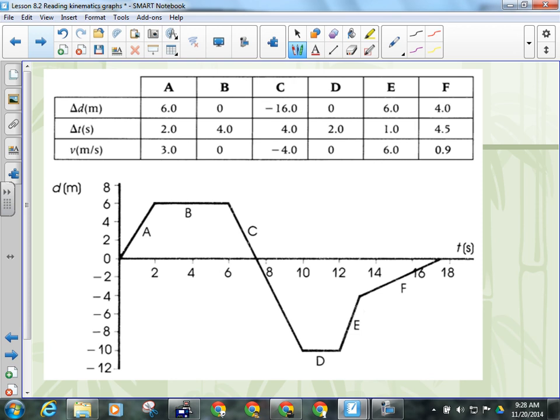Now, the next part would be calculate the following things. All right, and I would ask you that as well. I very oftentimes put a graph on a test and say, tell me what's going on here and calculate the following things. All right, what is the total displacement in part A?